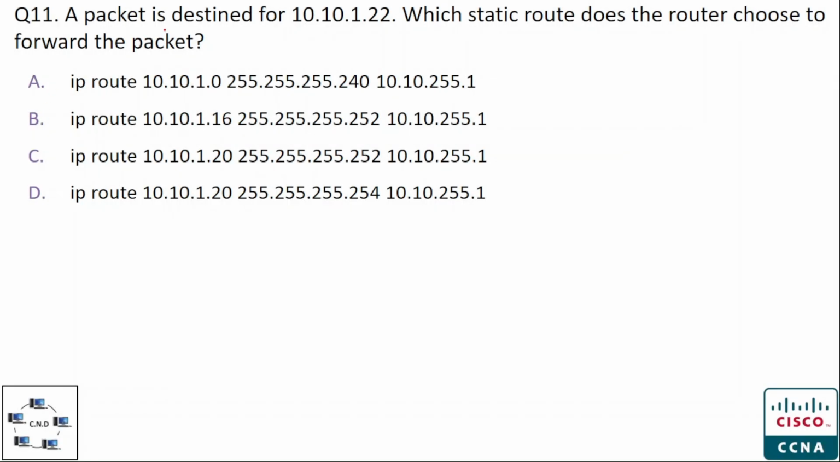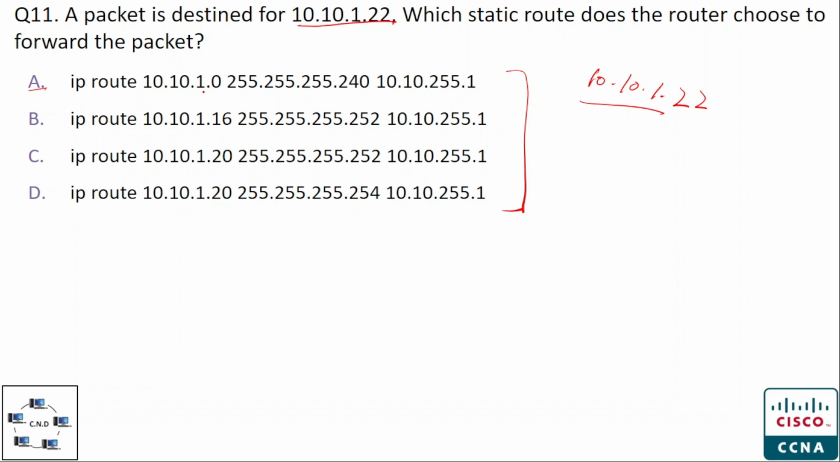Question number 11. A packet is destined for 10.10.1.22. Which static route does the router choose to forward the packet? So we want to reach this destination, 10.10.1.22, and we have these multiple routes. Which route will be selected by the router to reach this destination?